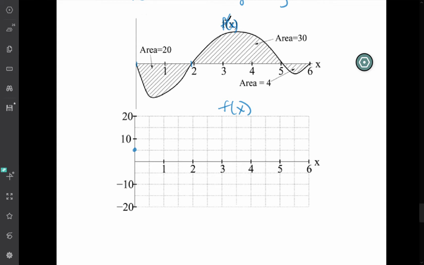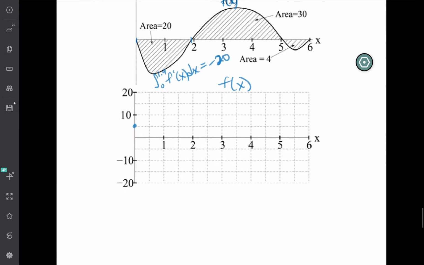Oh, I think I just went through all of that without even acknowledging that this is negative. So the area is 20, but the integral from 0 to 1.9 is negative. So change my mind. I don't want my y value to increase by 20. I actually want it to decrease by 20. So if I go over to about 1.9, my y value should be down at negative 15. So my y value was 5. It is now dropped to negative 15.